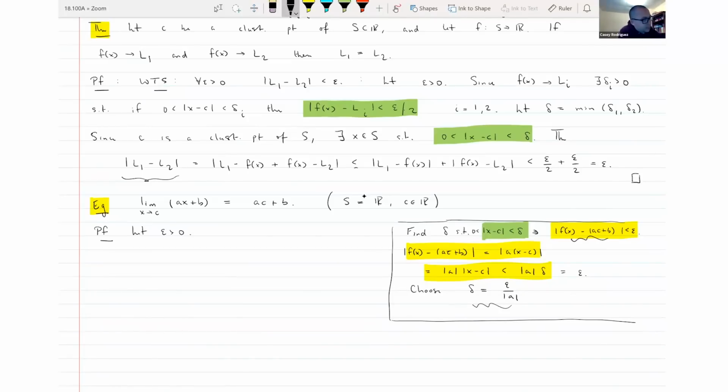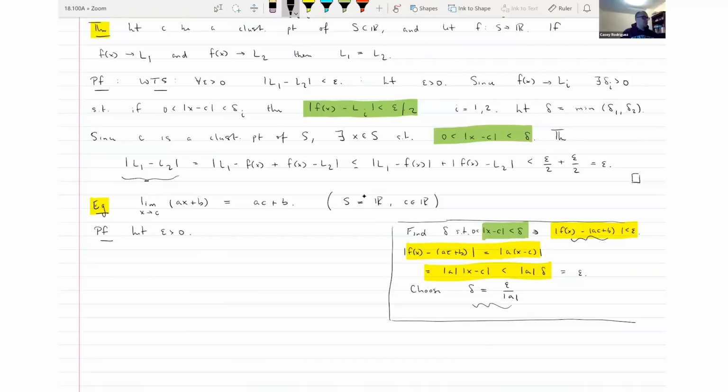So that's kind of the scratch work that goes into it. Again, delta is the thing you get to choose. You get to choose based on epsilon. And so you look at |f of x minus (ac plus b)|. You estimate it to be no bigger than the absolute value of a times |x minus c|, which is less than the absolute value of a times delta. And so if you want that thing to be less than epsilon, you should choose, for example, delta to be epsilon over the absolute value of a. There's not a unique choice. I could have chosen delta to be epsilon over 2 absolute value of a.